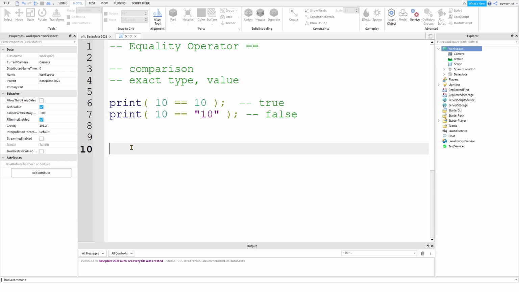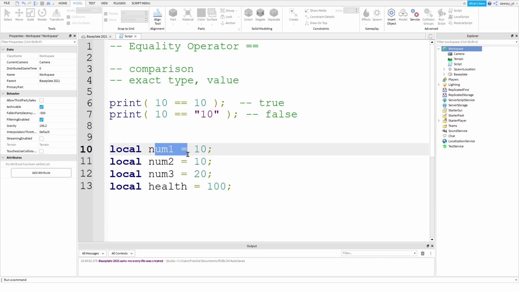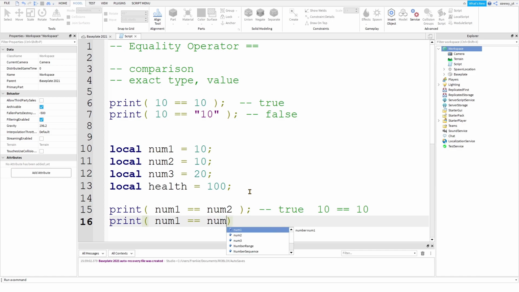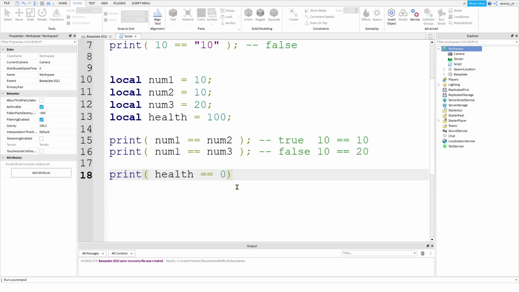So let's go over some real examples. I have 4 variables here: number 1, which is 10, number 2, which is another 10, number 3 is a 20, and I have health at 100. If I were to write print number 1 equals number 2, this is going to result in true because it matches both type and value. Now if I were to type print number 1 equals number 3, well, that's not going to work because 10 does not equal 20: it matches the type but not the value. I can also do print health equals 0, which is also false because I have 100 health and I'm matching it against 0. This is to check if your character is still alive. In this case, I am still alive because I have 100 health. So the whole point of the equal operator is to check if two variables are the same.